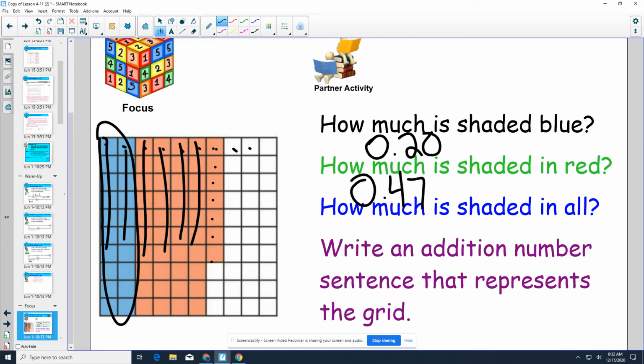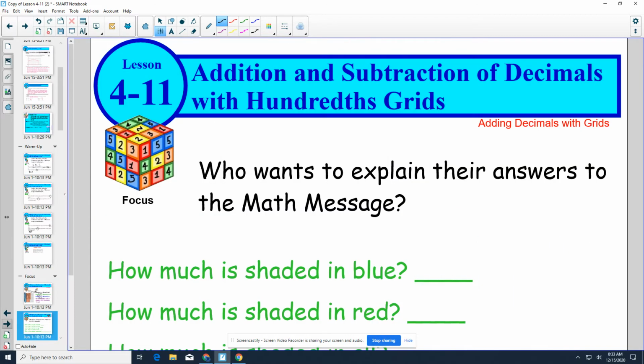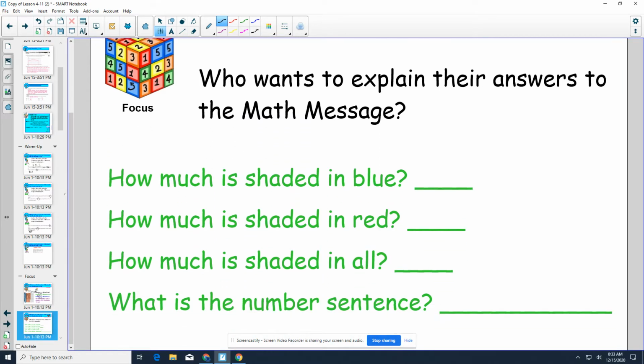How much is shaded in all? Well, I could add those together, or I could just count 1, 2, 3, 4, 5, 6 rows. That'd be 60. And then we know this is 7, so it'd be 67 hundredths, right? And so I could write an addition problem for that. I could say 20 hundredths plus 47 hundredths. And this is something you see on Evaluate. I think it's usually a subtraction problem, right? And so who wants to explain the answers in the math message? We already looked at that and kind of explained there.